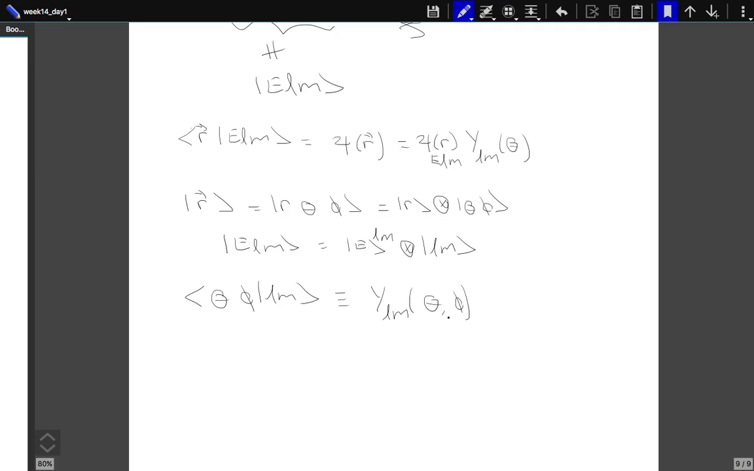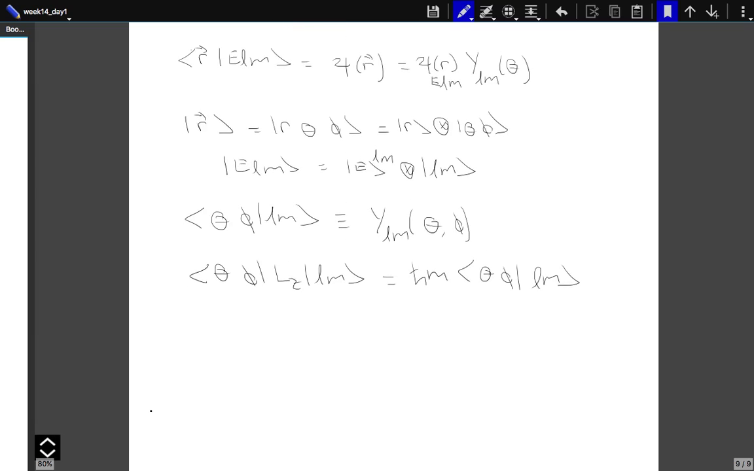Now, what are these theta and phi? I can actually calculate them. You see, I already know, for example, <theta, phi|L_z|L, M>. On one hand, this is equal to ħ times M times <theta, phi|L, M>. On the other hand, I already know how L_z looks in coordinate basis. This is equal to ħ over i, del over del phi, acting on <theta, phi|L, M>.